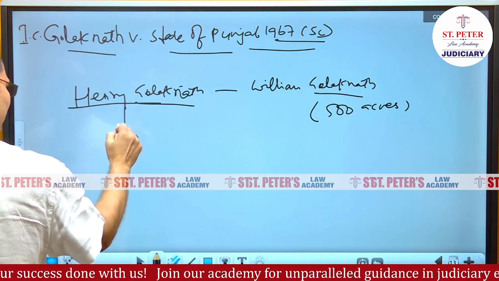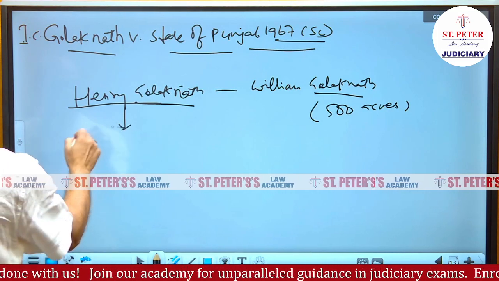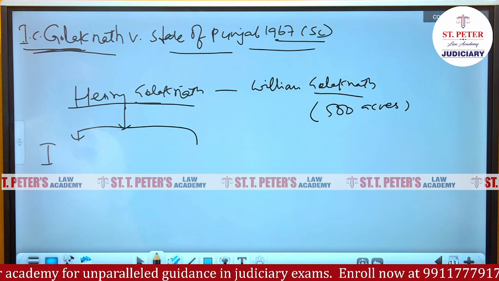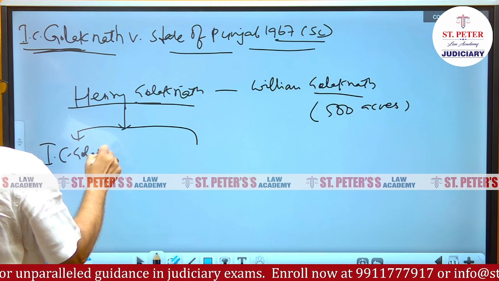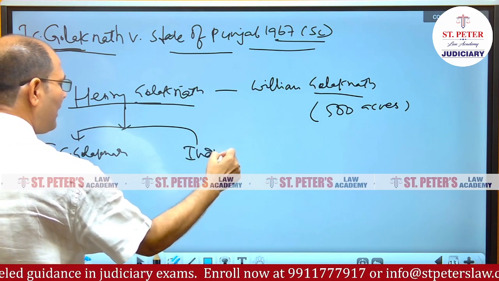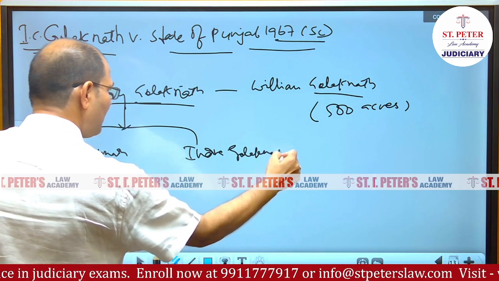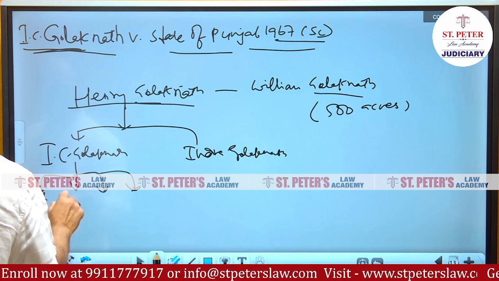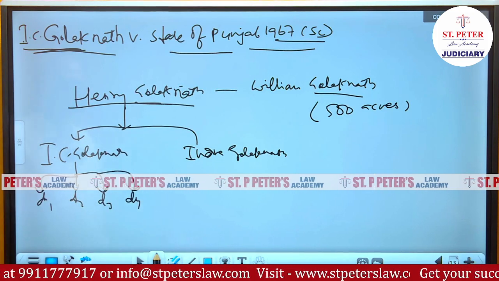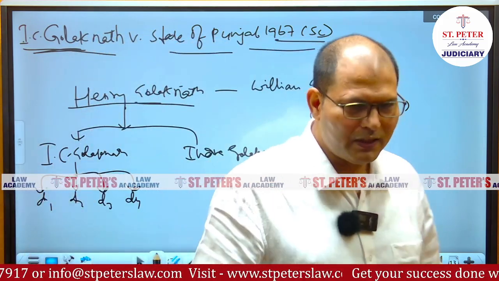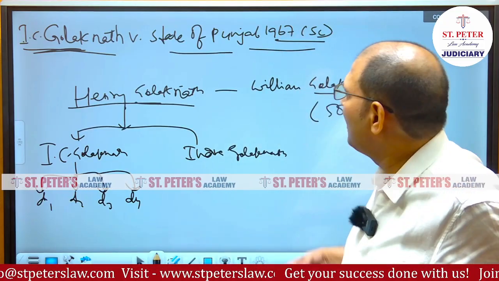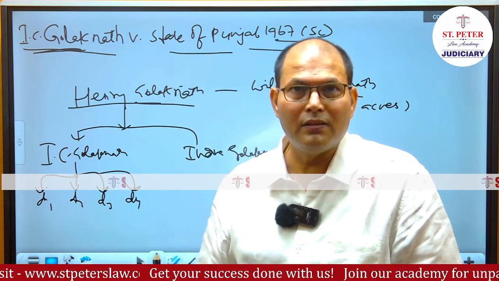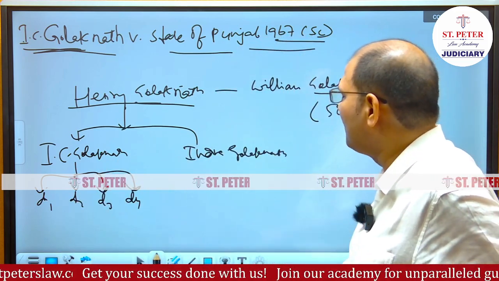Henry Golaknath had two children, IC Golaknath, the appellant in this case, Inder C. Golaknath, and a girl, Indra Golaknath. The IC Golaknath had four daughters. But that is not part of the case law as such. I am telling just an interesting story because you have heard this Golaknath case several times, so as to enable you to retain the story in your mind, I am giving you this interesting dimension.